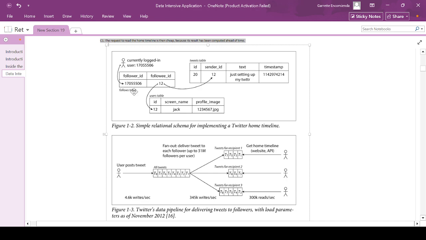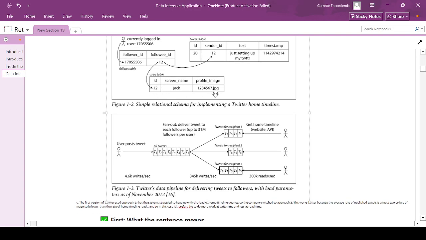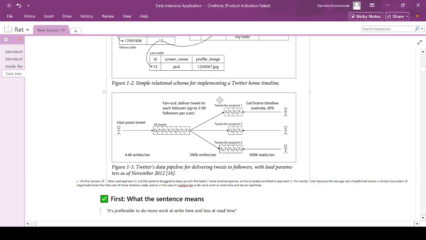Current logged-in user 1.70. So we have a users table and a tweet table. This is how we apply that in a simple relational schema for implementing a Twitter home timeline. You put that in a cache. So this logged-in user is the influencer. This is the tweet, just setting up. And then the timestamp, and then you put that into the user's cache, or its followees' cache, which is an ID of 12 and name jock and profile 1.23 per etc.